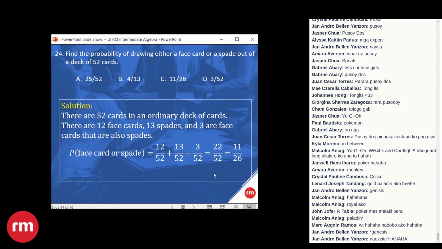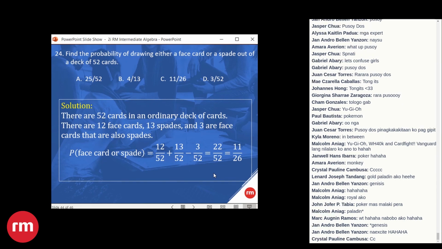The common questions in the UPCAT on probability are dice, coins, marbles, cards, or gender. And ang susunod na item natin is about gender. Okay?